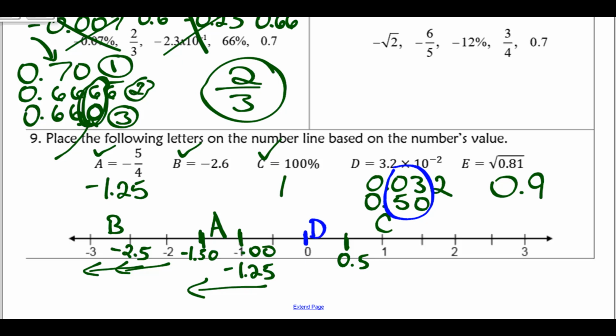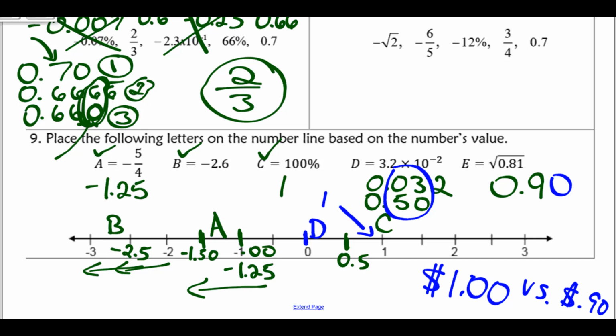And our last one is 0.9. That's just smaller than 1. It's like comparing $1 versus 90 cents. 90 cents is just a little bit less than $1. So E is going to go just to the left of C.